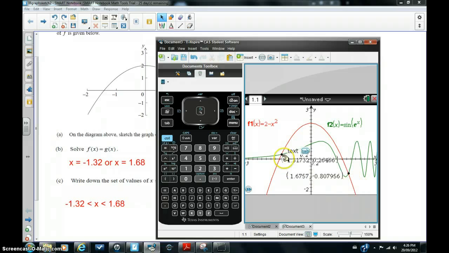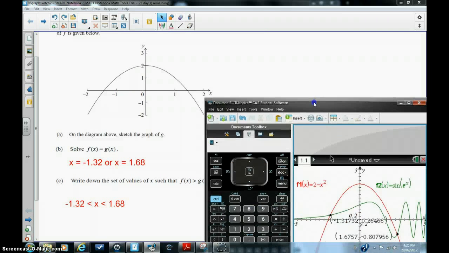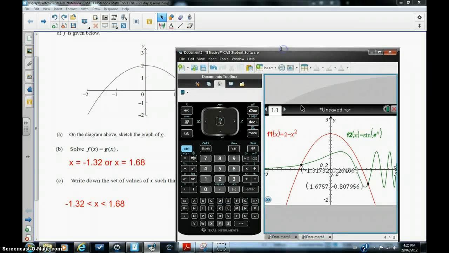So the range of values of x for which f of x is greater than g of x is between minus 1.32 and 1.68. That's the two x values that we found earlier on, rounded to 3 significant figures.